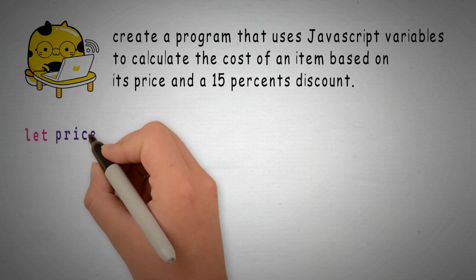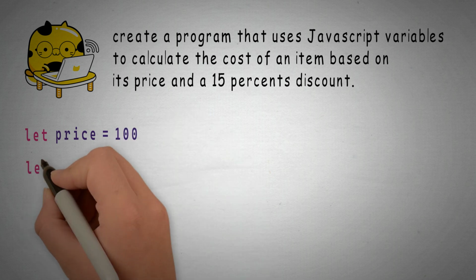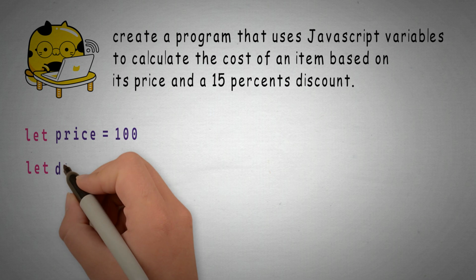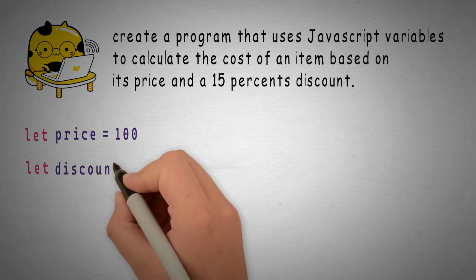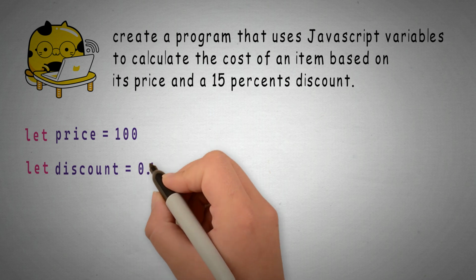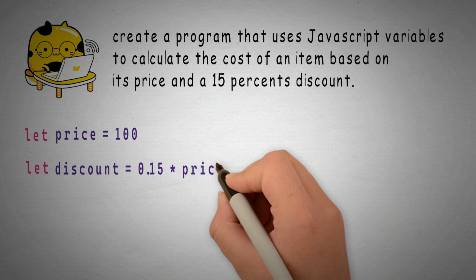Let's call this variable price. Next, we need to create a variable to store the discount amount. We can call this variable discount. The discount amount should be calculated by multiplying the price of the item by 1500.